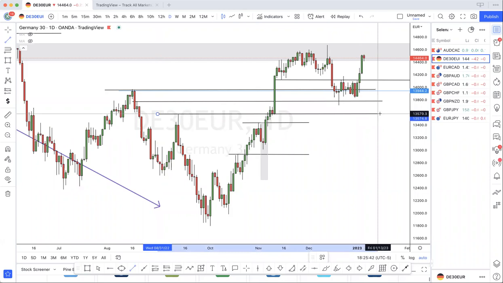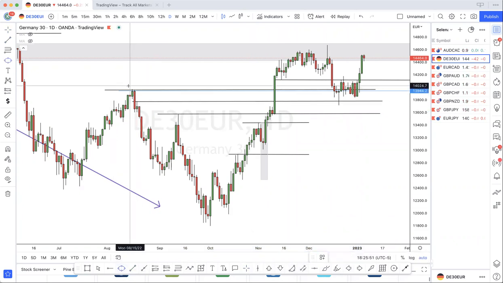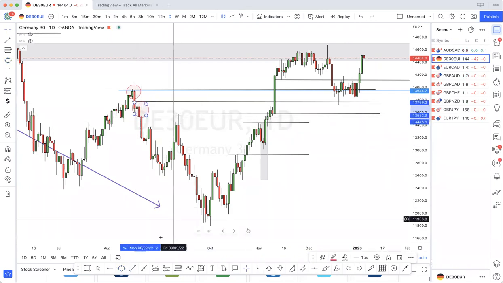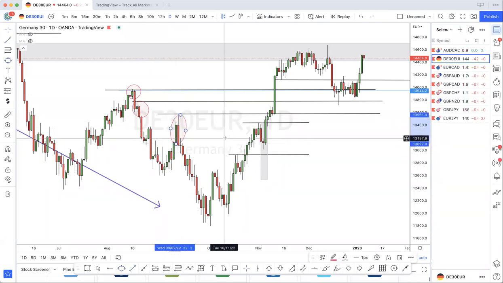Can you draw circles around the order blocks? Sure. Let me see. Okay, here we go. Here's one here. Here's one here. And then here's this one here. And then here's one here.